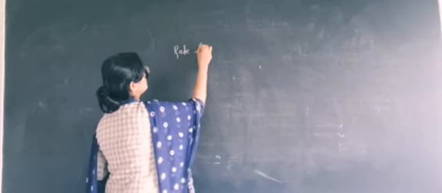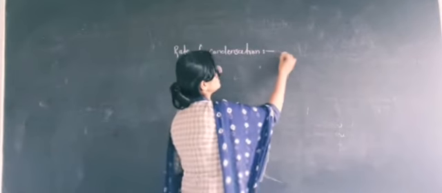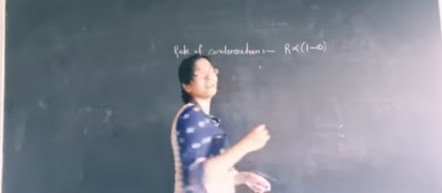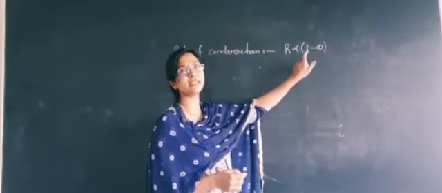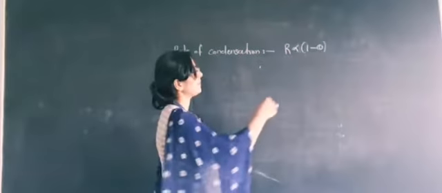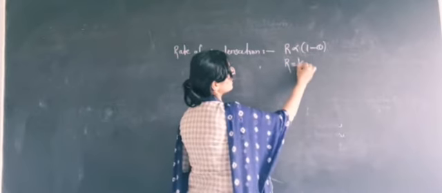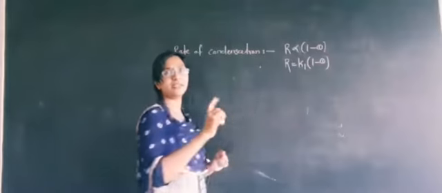Rate of condensation. Of course, this derivation is completely based on the kinetic theory of gases. The rate of condensation is directly proportional to 1 minus theta. Do you remember what 1 minus theta is? Yes, it is the vacant place on the surface of the adsorbent. Now, when we remove the proportionality sign, we take a proportionality constant K1, so the rate is K1 times (1 minus theta). This is our first equation.